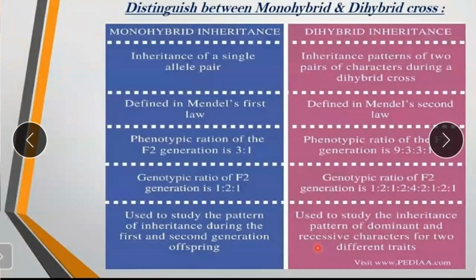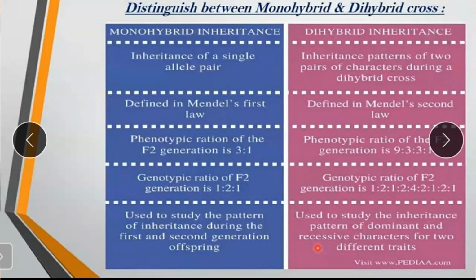So now, what is all about monohybrid inheritance and dihybrid inheritance? Now we can see here, the first point is inheritance. In monohybrid, it is the inheritance of a single allele pair. Here only a single pair is crossed. In dihybrid, it is the inheritance patterns of 2 pairs of characters during a dihybrid cross. In monohybrid, only a single pair of characters, and in dihybrid, it's 2 pairs of characters.